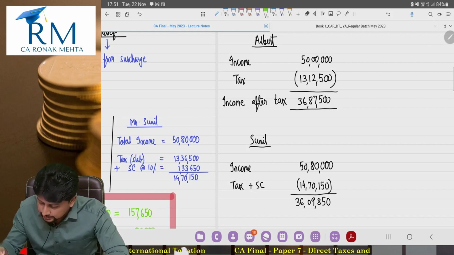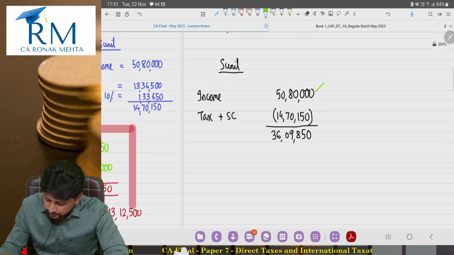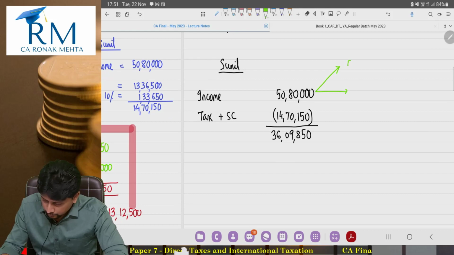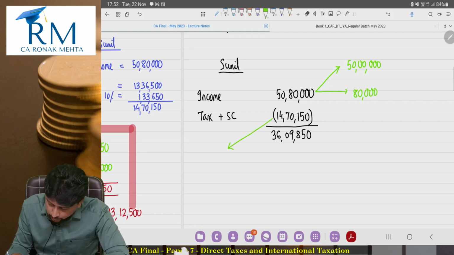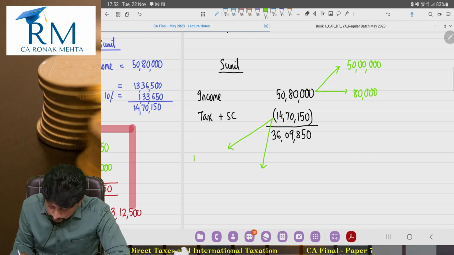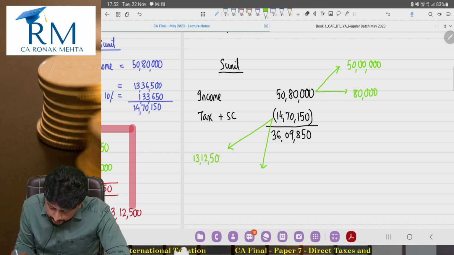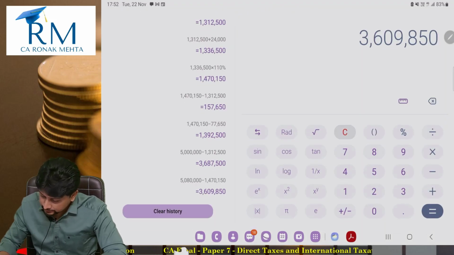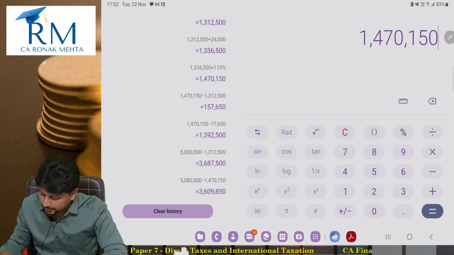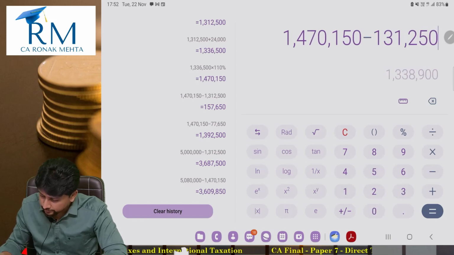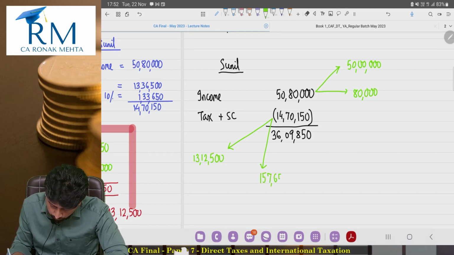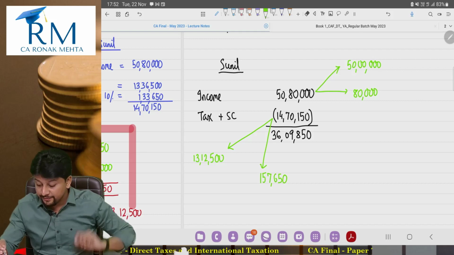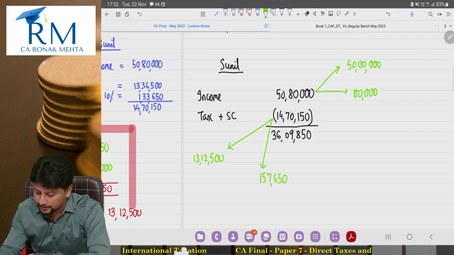Now, I told you na beta, I want you to understand the analysis. Now, this analysis is what I am doing. I divide this income into two parts: 50 lakhs and 80,000. And I divide this tax also into two parts: 13,12,500 and the balance, 14,70,150 minus 13,12,500, which is 1,57,650. Now, if you correlate, you'll understand why I exactly wrote 13,12,500.